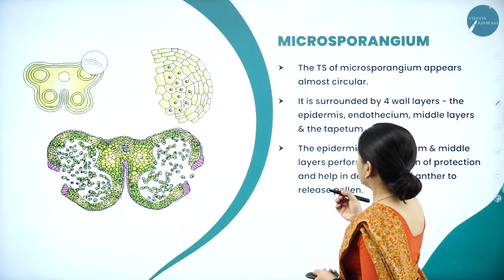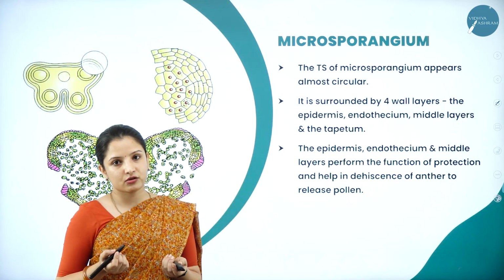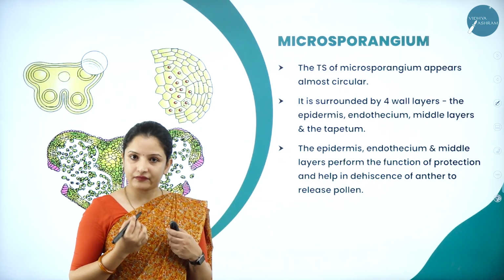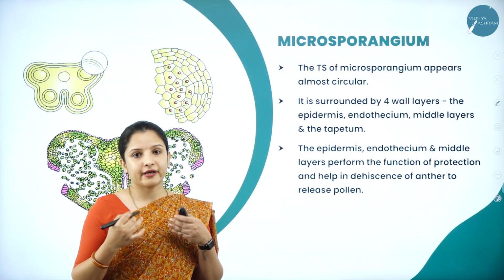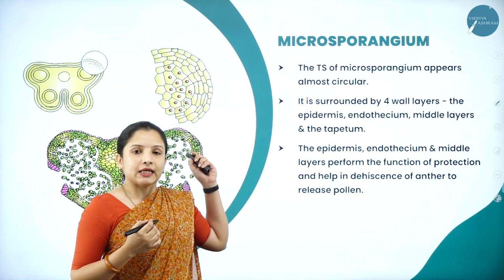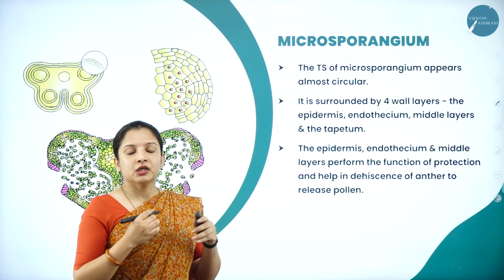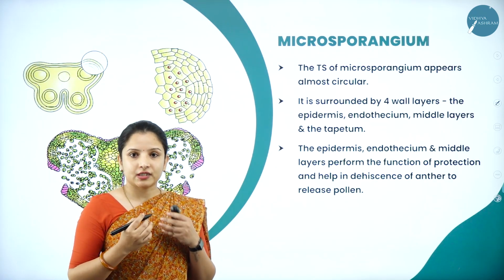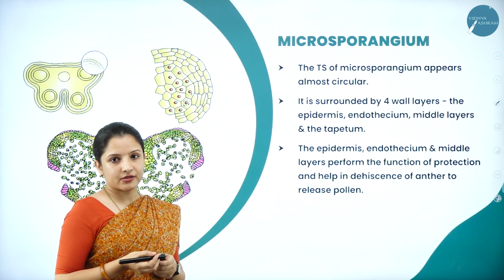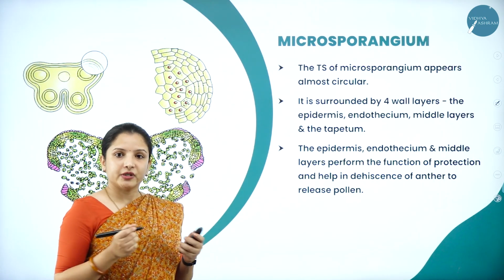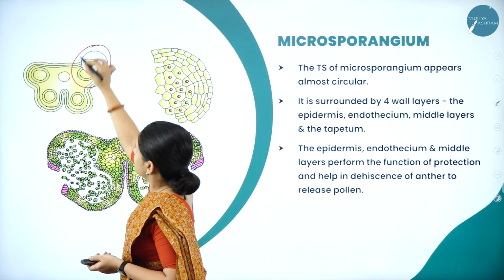So moving further, we'll study in detail. I told you, when you take a transverse section of the anther, inside you have the microsporangium. So let us study the structure of the microsporangium, because it is very important to understand it if you need to learn the pre-fertilization events. The TS of the microsporangium actually appears to be circular.